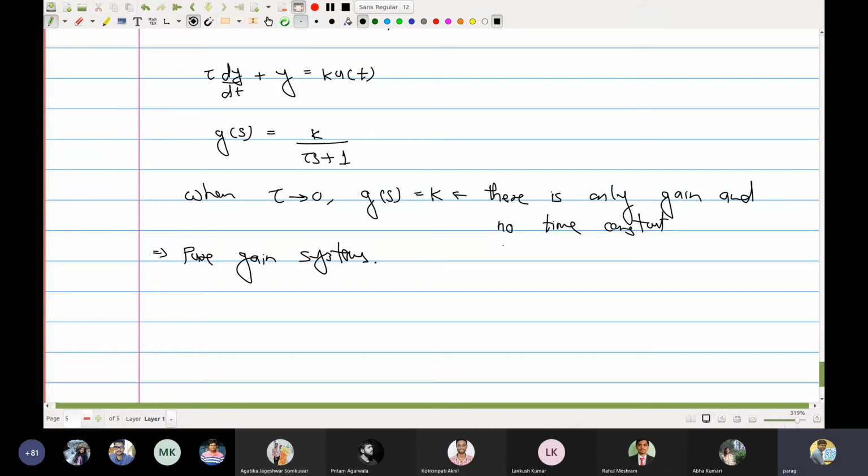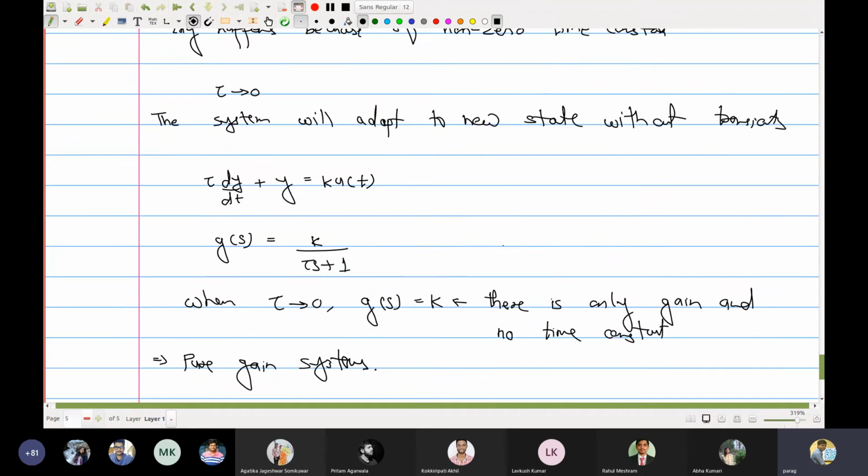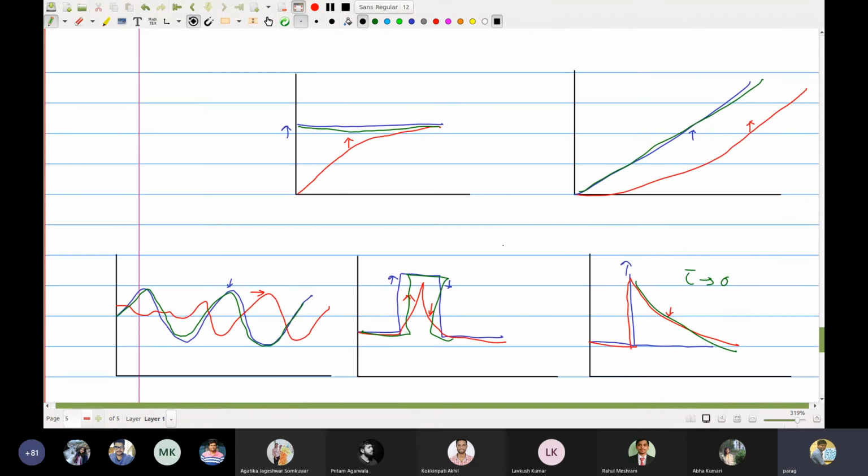And what is nice about pure gain systems? Well, you know how the system is going to behave. If the gain is not equal to 1, if the gain is 100, for example, you know that the system output will simply become 100 times the input. But what will be the transients in your system? There won't be any transients. What would be the differences in the system with respect to the initial conditions? There won't be any differences. And if there is a time constant, you know how the behavior would look.